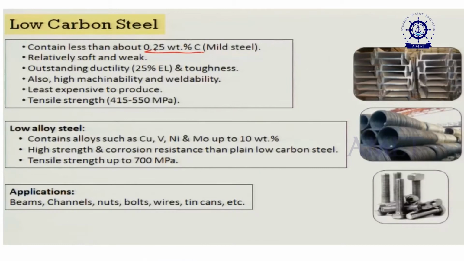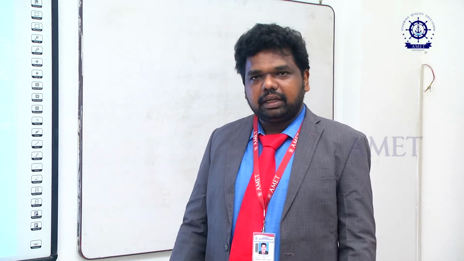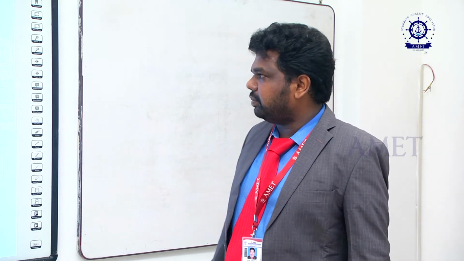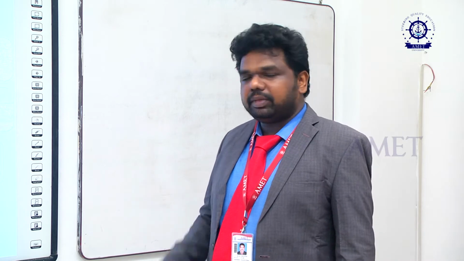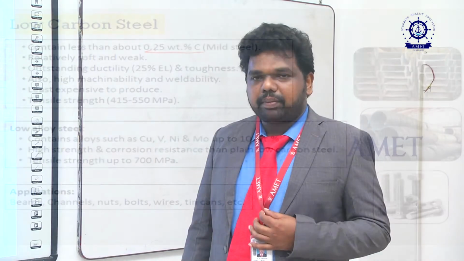Low carbon steels, as you already discussed, have less than 0.25% carbon content. Normally, it has good ductile property. Good ductile property means most of the metals used in making plates and wires are made up of low carbon steel. So, what different alloy components may be added to this low carbon steel?